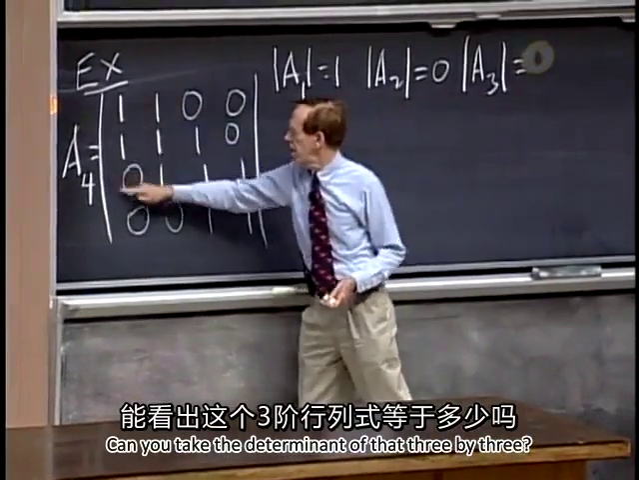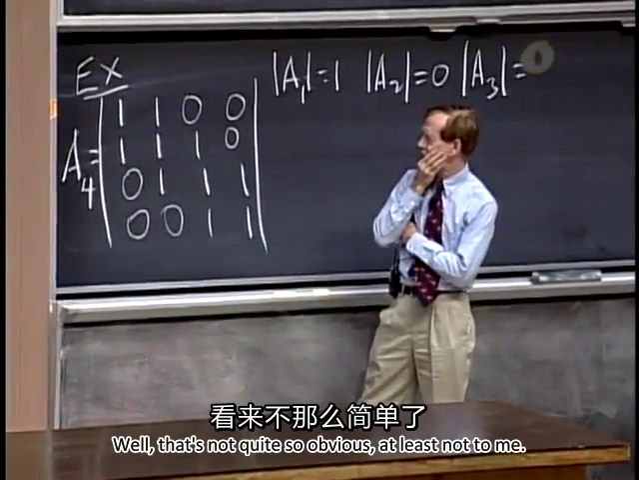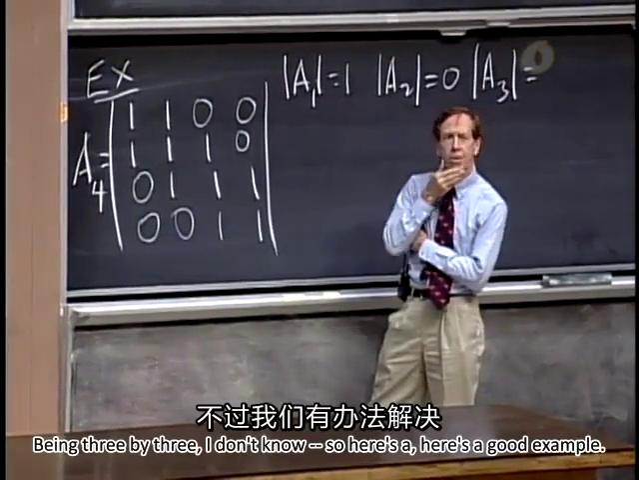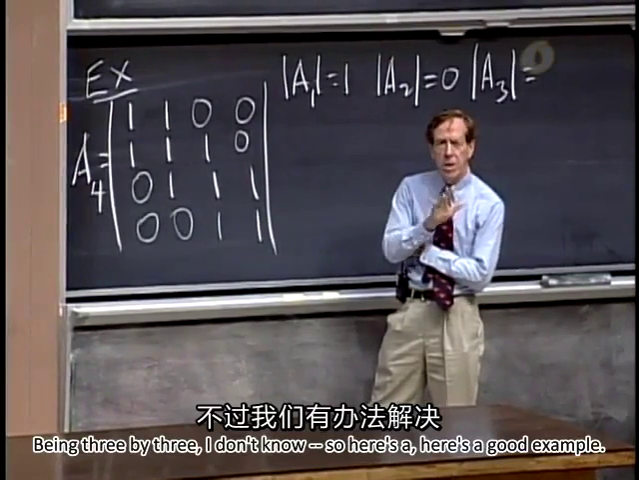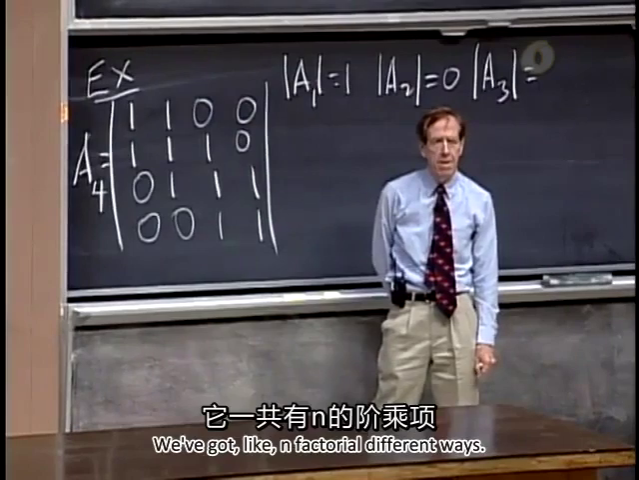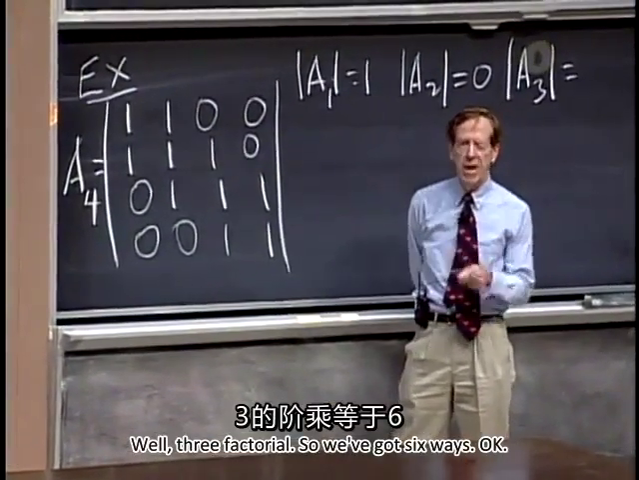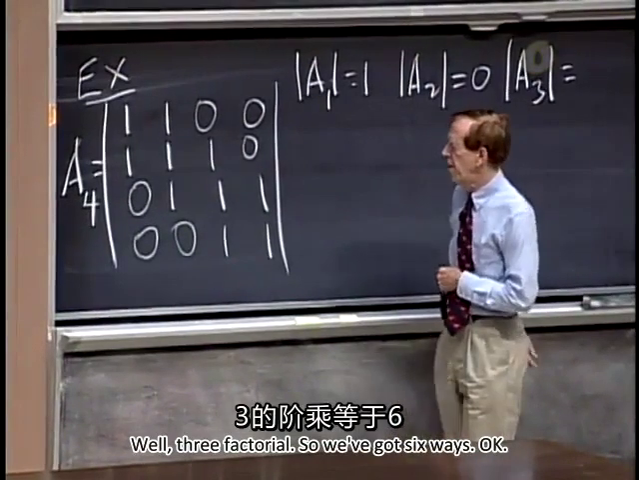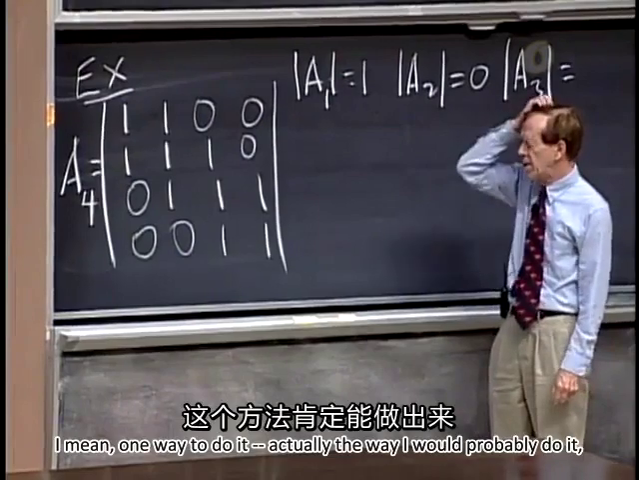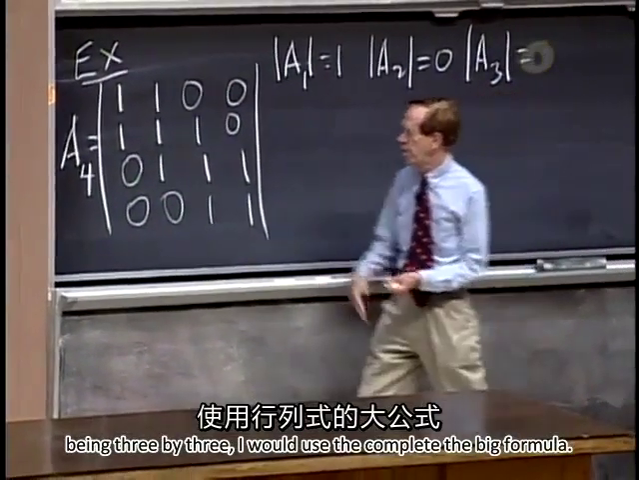And then the 3 by 3, can we see its determinant? Can you take the determinant of that 3 by 3? Well, that's not quite so obvious, at least not to me. So here's a good example. How would you do that 3 by 3 determinant? We've got n factorial different ways. Well, 3 factorial, so we've got 6 ways. One way to do it, actually the way I would probably do it, being 3 by 3, I would use the big formula.